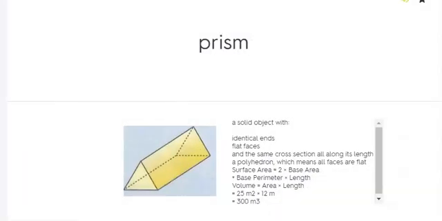Prism. A solid object with identical ends, flat faces and the same cross-section all along its length. A polyhedron, which means all faces are flat. Surface area equals 2 x base area plus base perimeter x length. Volume equals area x length, which equals 25 meters x 12 meters, which equals 300 m³.